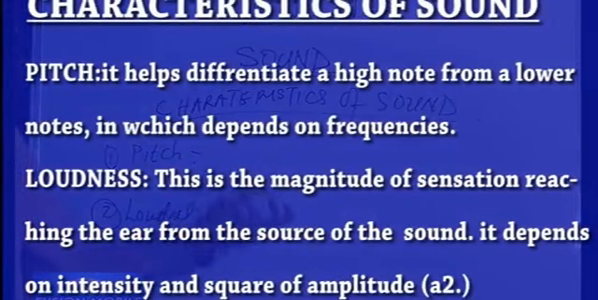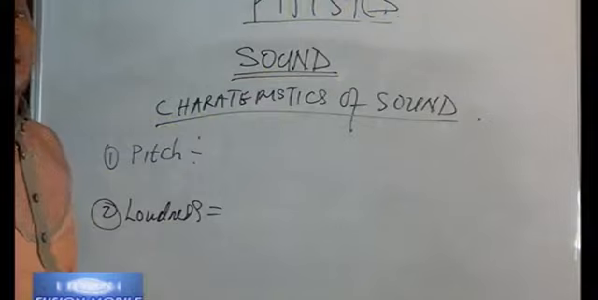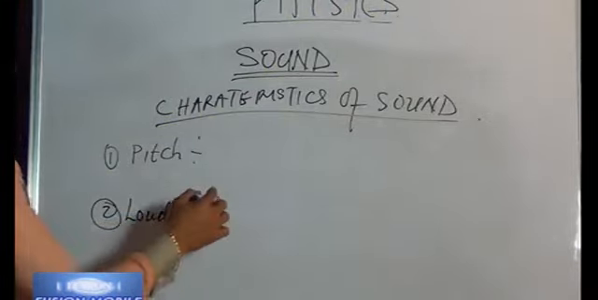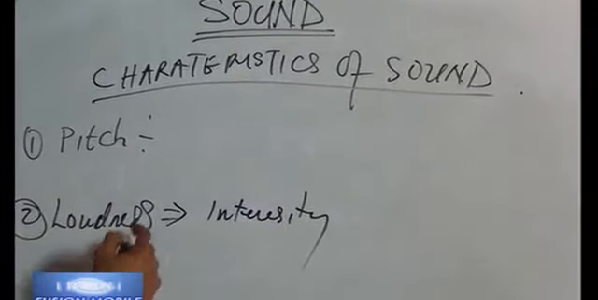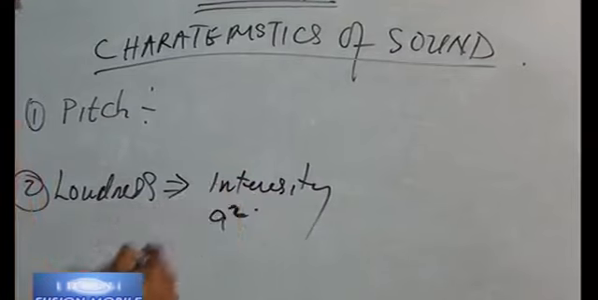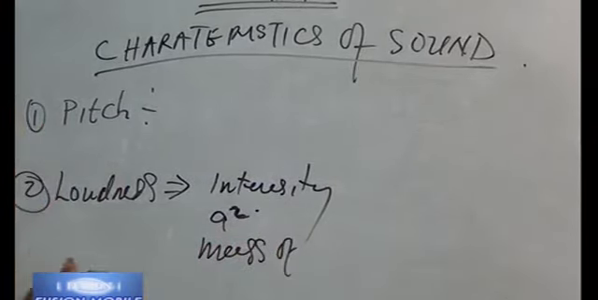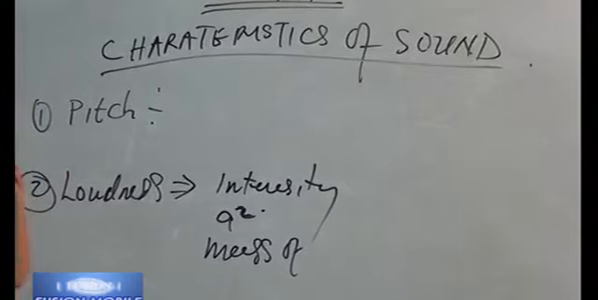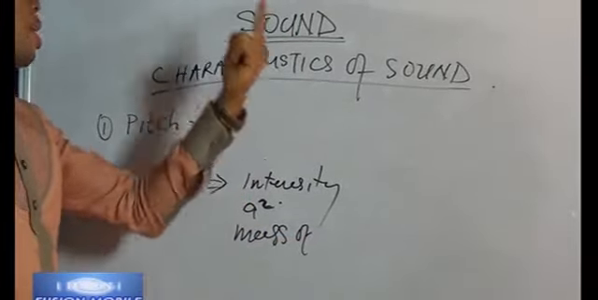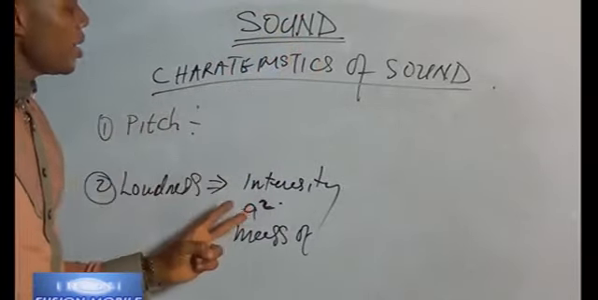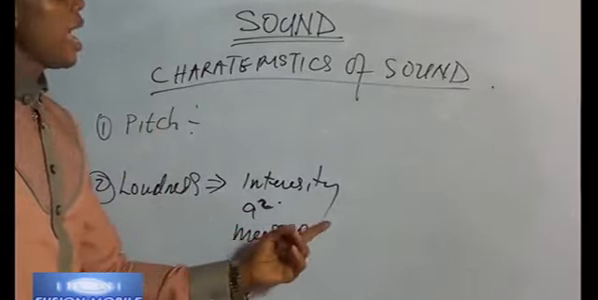Now we come over to loudness. Loudness is the magnitude of sensation reaching the ear from the source of the sound. We have some very loud, we have some very low. Now, loudness depends on, first, intensity. Secondly, it depends on the square of amplitude of the sound. And the final one, it depends on the mass of the air column enclosed. When you speak, there is a mass of air column you enclosed. That particular thing is what loudness depends on. Three of them. One, intensity. Two, amplitude square. I did not say square root of amplitude. I said amplitude square, or square of amplitude. Now, mass of air enclosed.